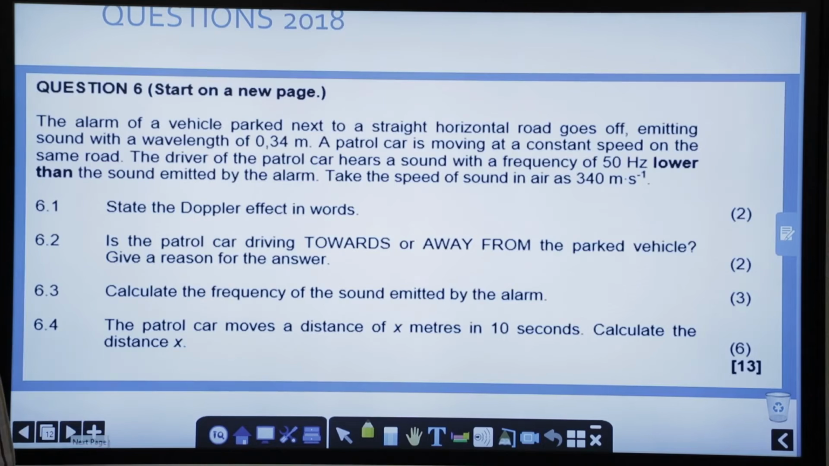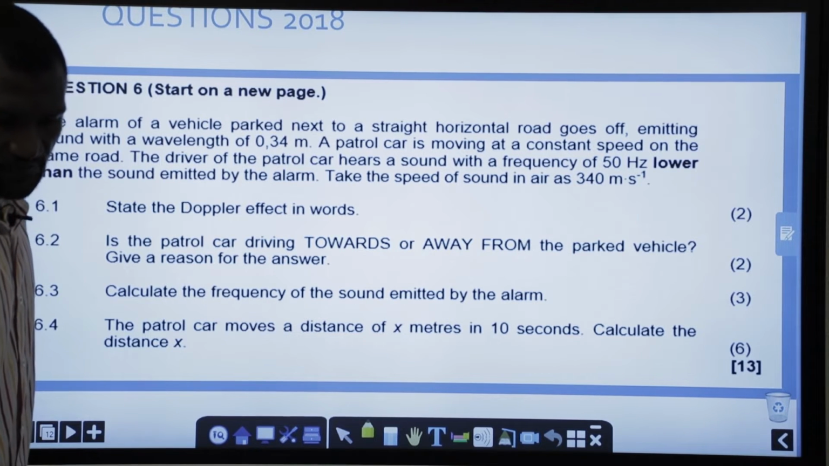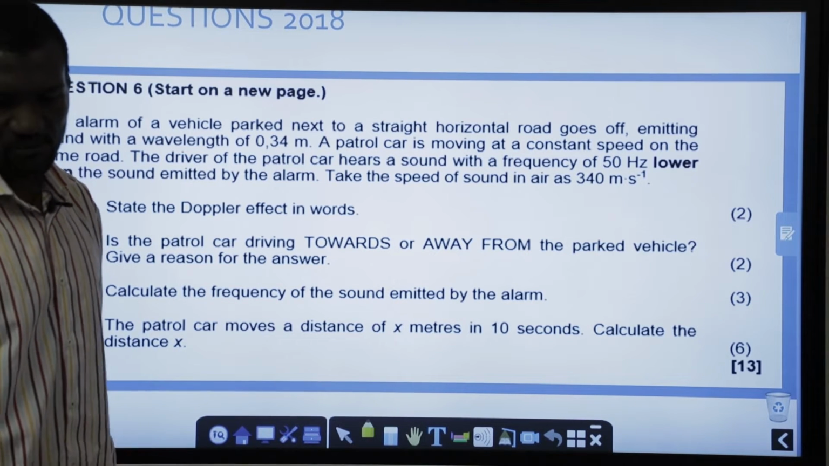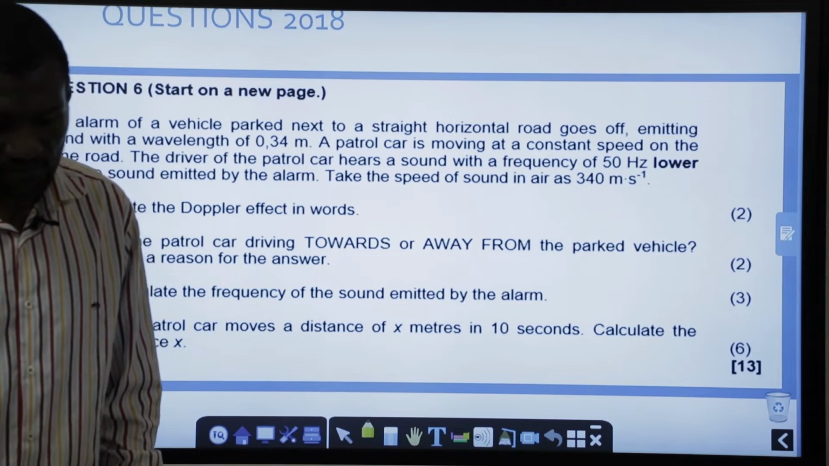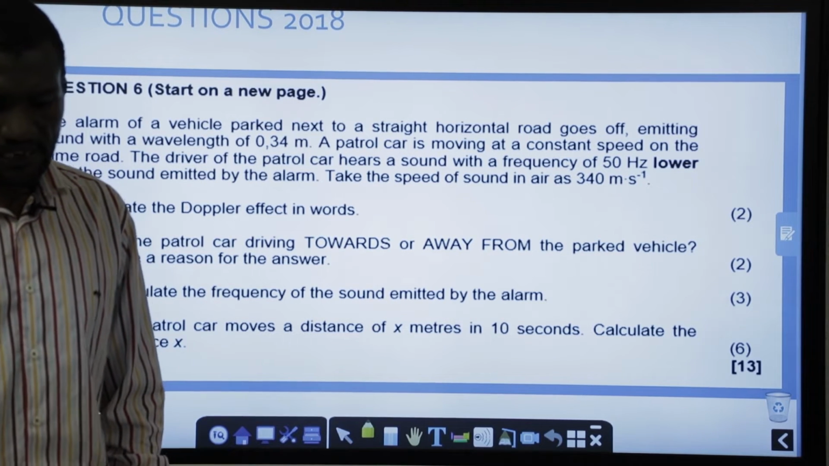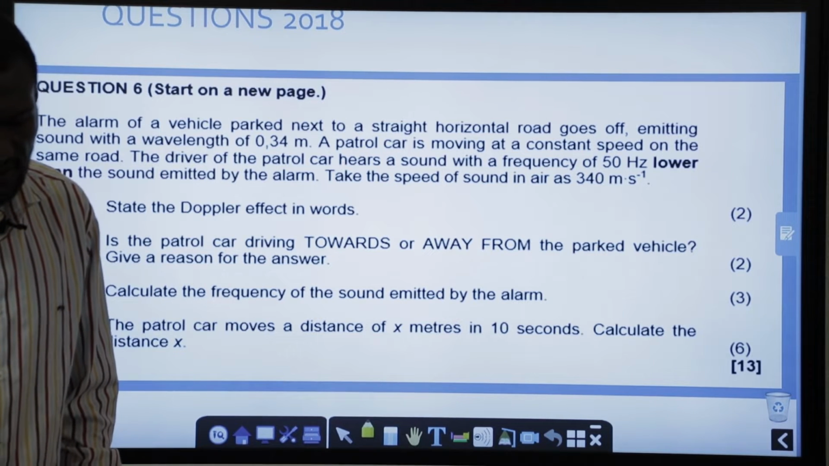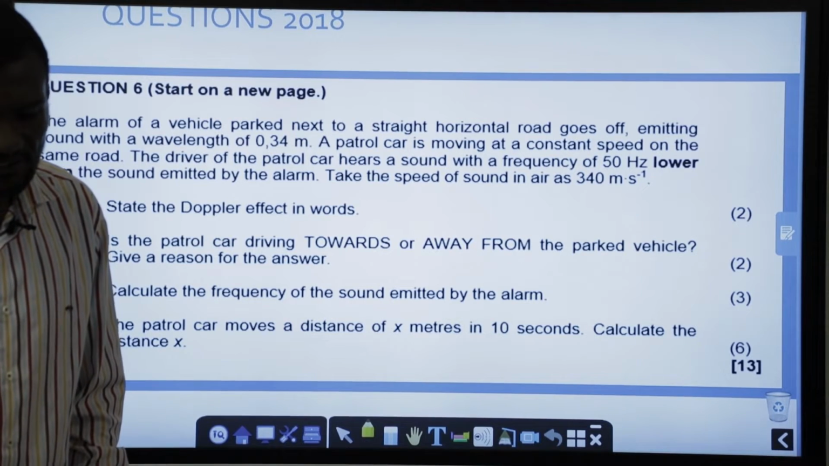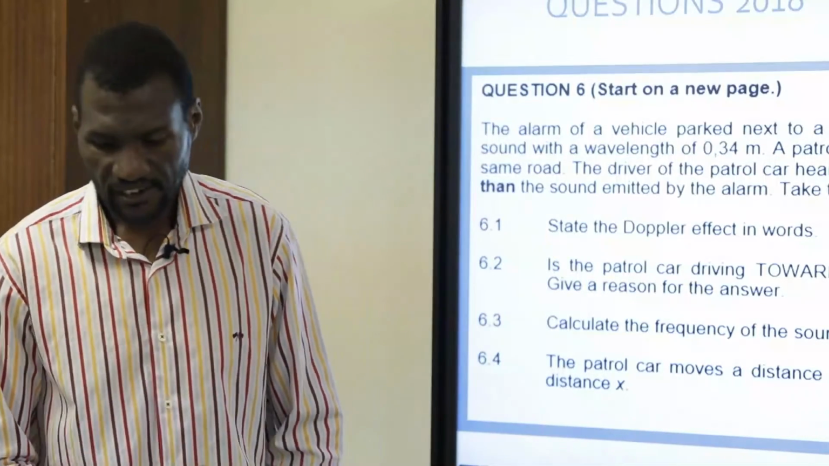All right, the next part that's important is to take a look at another question. The alarm of a vehicle parked next to a straight horizontal road goes off, emitting a sound with a wavelength of 0.34 meters. A patrol car is moving at a constant speed on the same road. The driver of the patrol car hears a sound with a frequency of 50 Hz lower than the sound emitted by the alarm. Take the speed of sound in air to be 340.